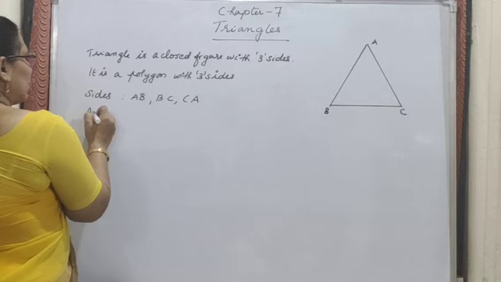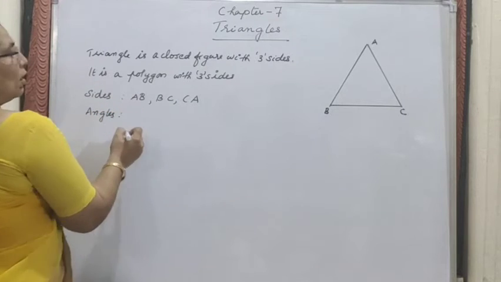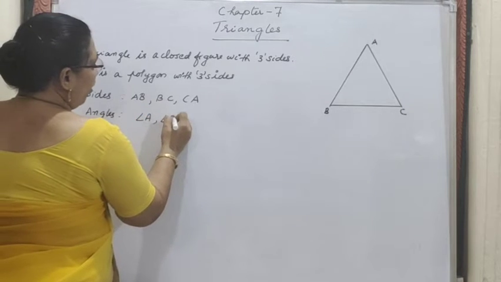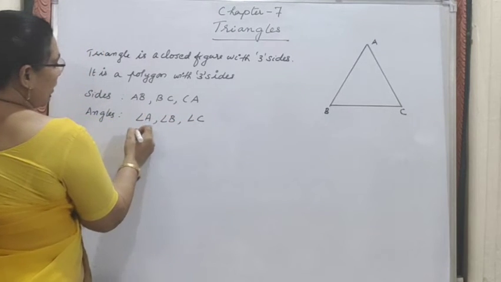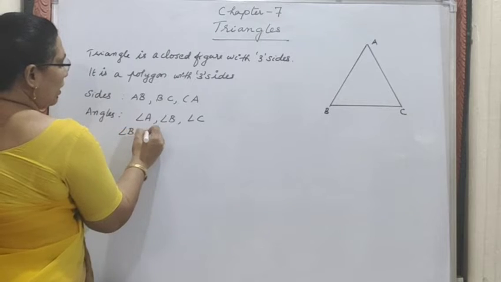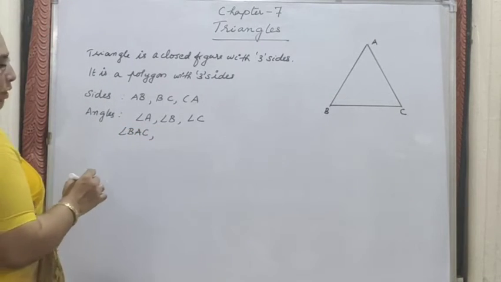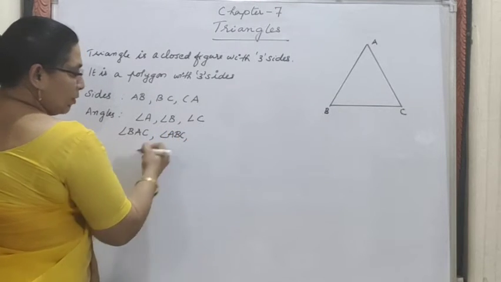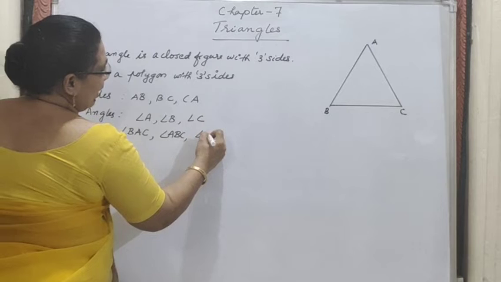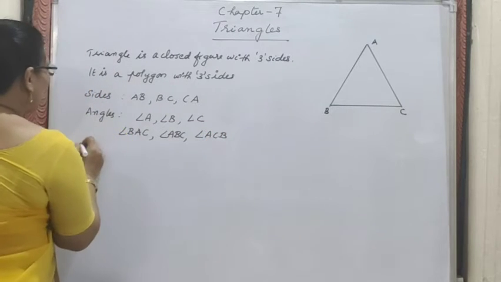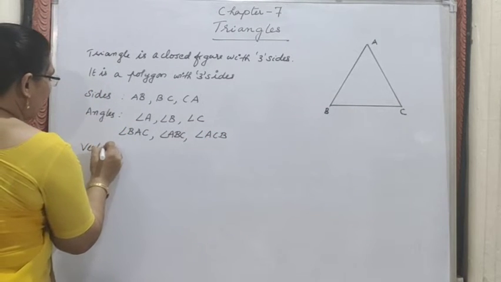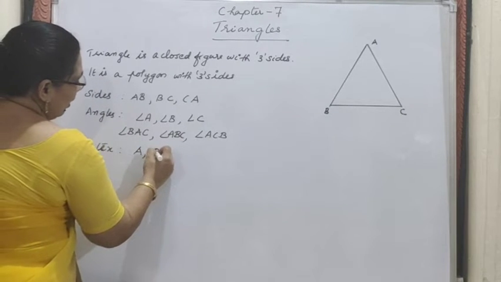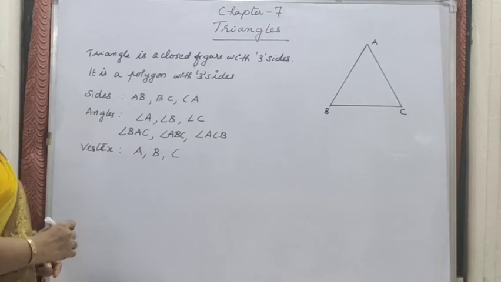Now what about angles? Angles also three only. What are they? Angle A, angle B, angle C we can say, or we can use three letters, which are angle BAC. Either clockwise or anti-clockwise we can tell. Angle B I can write as angle ABC, and angle C as angle ACB. Now the next one is vertices, or vertex. Here three vertices are there, so A, B, C are the three vertices.